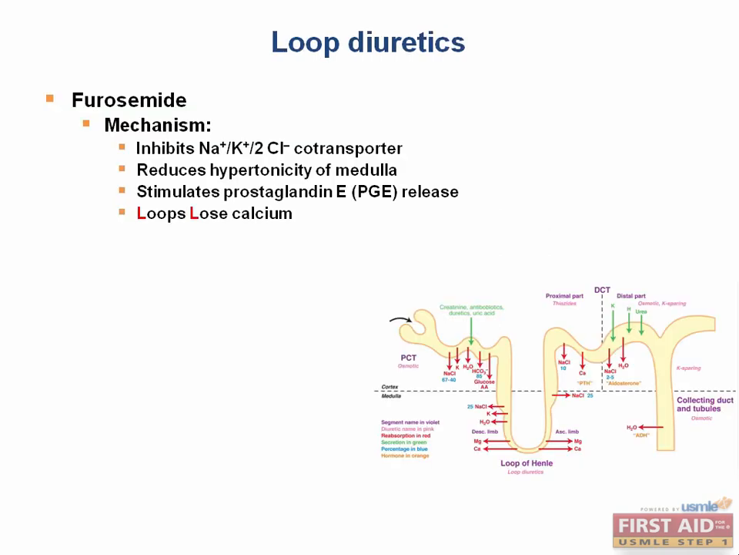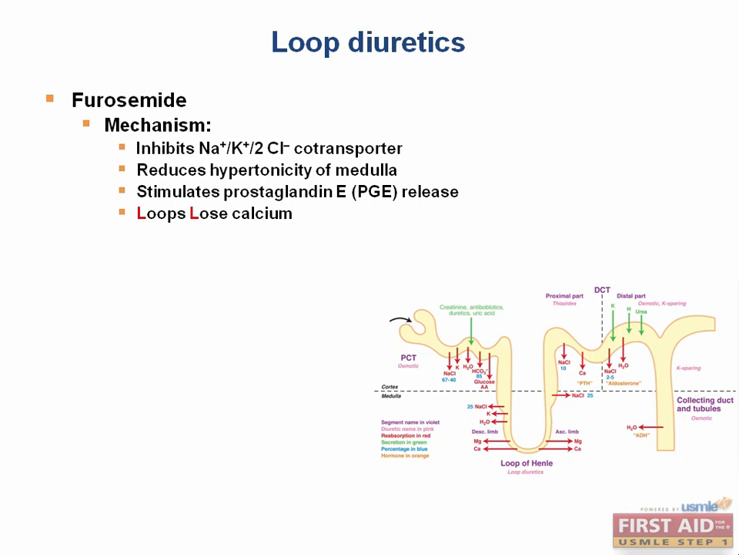The next drug, furosemide, is in the class of loop diuretics and is very important in clinical medicine. As we've already talked about, it's a very powerful diuretic that works by blocking the sodium-potassium-2-chloride cotransporter, leading to sodium chloride, potassium, and water loss. This reduces the hypertonicity of the medulla, which will do what to the ability of the kidney to concentrate urine? Well, the kidney will no longer be able to count on the countercurrent system to concentrate urine.